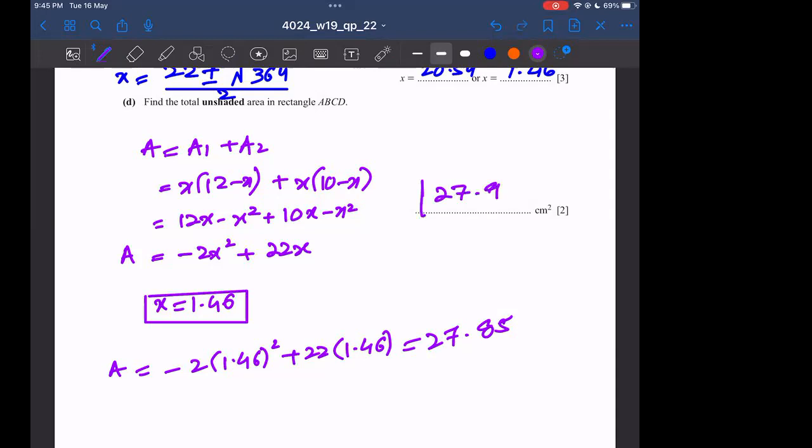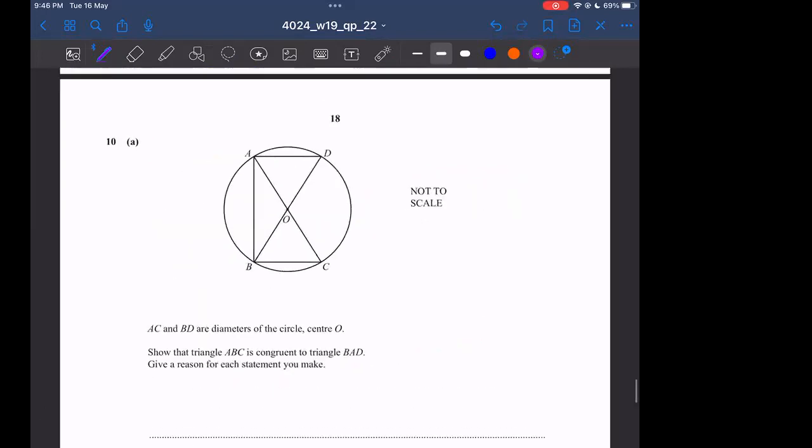Now we have question number 10. In question number 10, what does it say? The last question of this paper, they're asking you to show that triangle ABC is congruent to triangle BAD. ABC triangle, I'm just marking out with the purple. And then we have the BAD triangle.